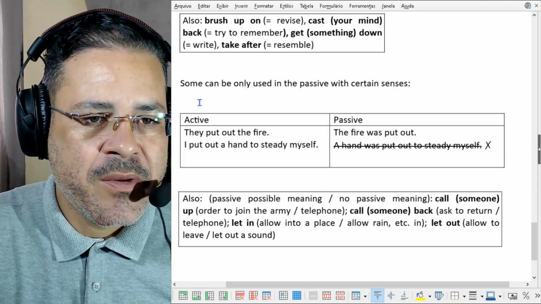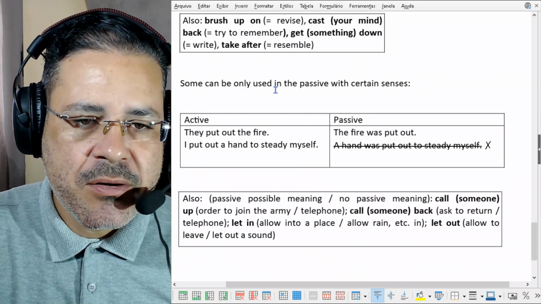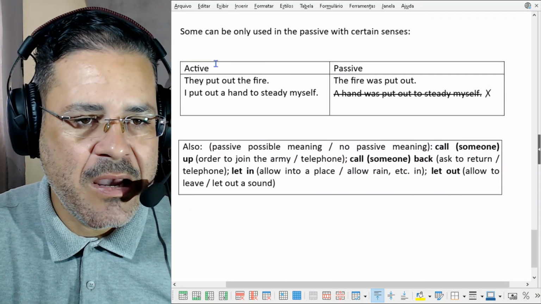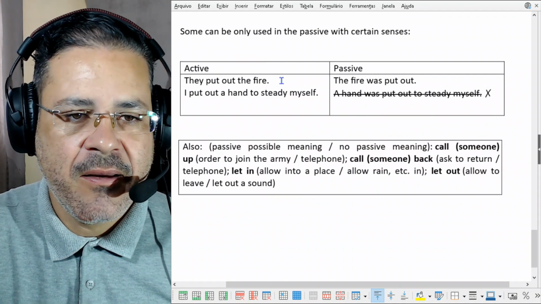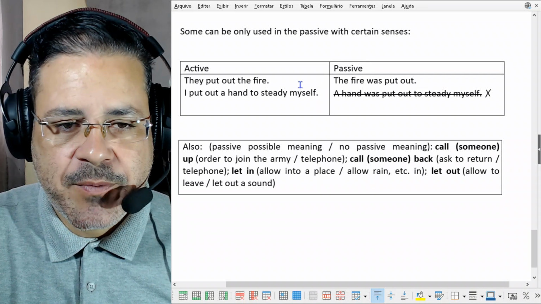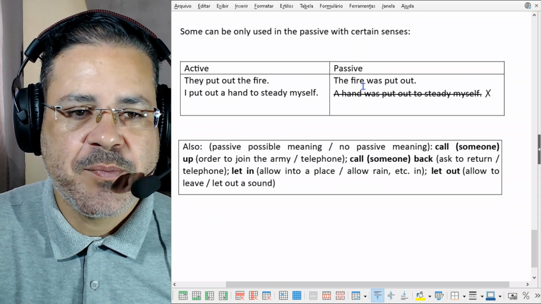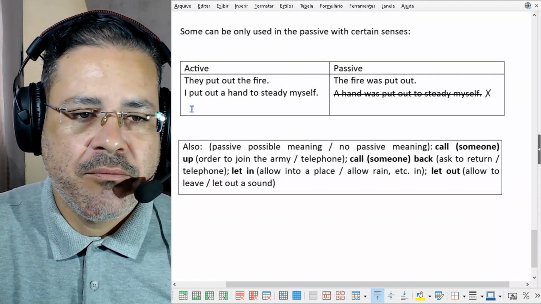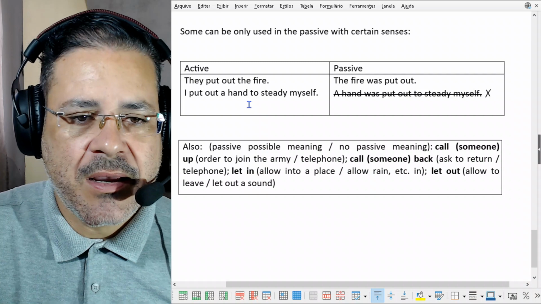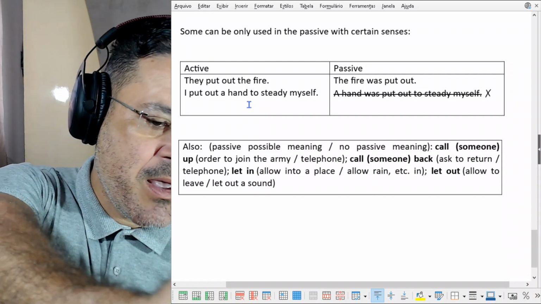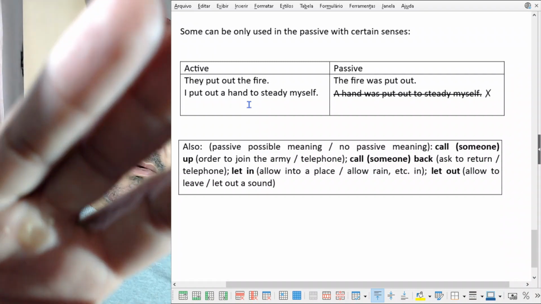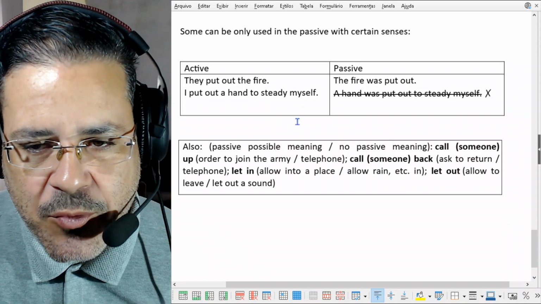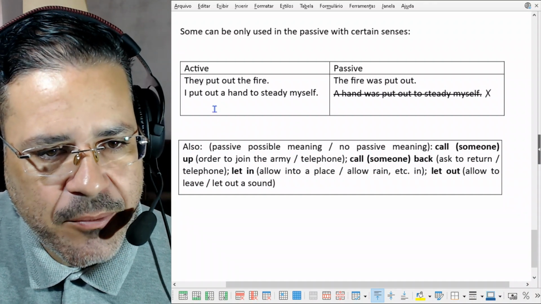Okay, moving on. Some can only be used in the passive with certain senses. For example, in the active, they put out the fire. In its corresponding passive, we say the fire was put out. But I put out a hand to steady myself. There's no passive for that verb.